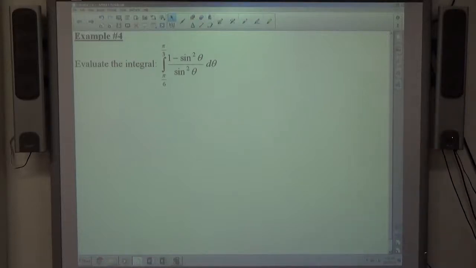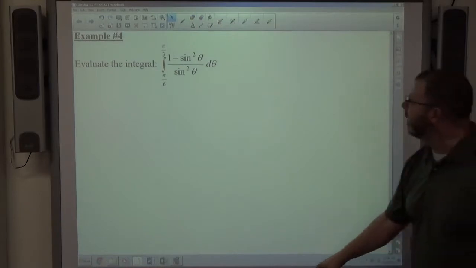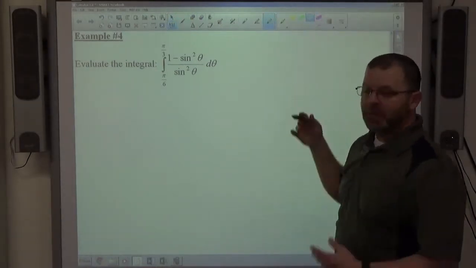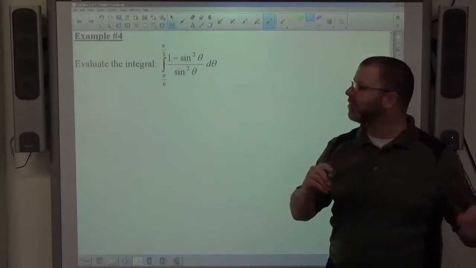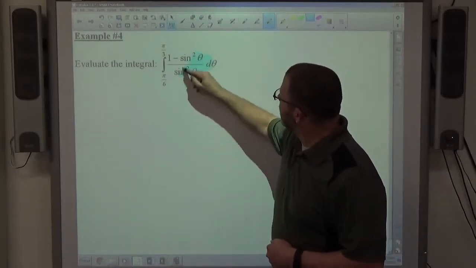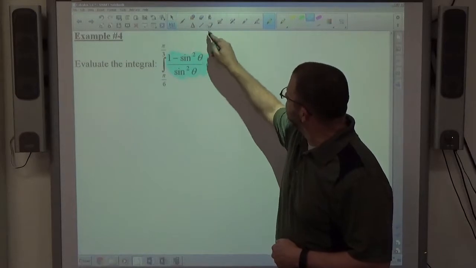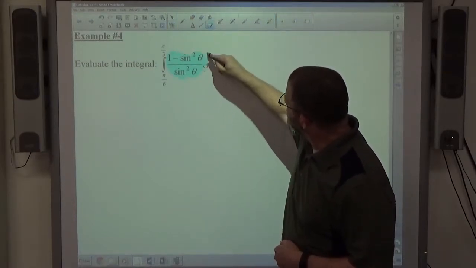Hey, moving on to example 4, same scenarios as before. We first of all want to verify that we can actually do this problem, because sometimes you can't do the problem, right? And then it does not exist, division by 0, move on to the next problem. So looking at this polynomial, and I suppose I don't really need to highlight the d theta.